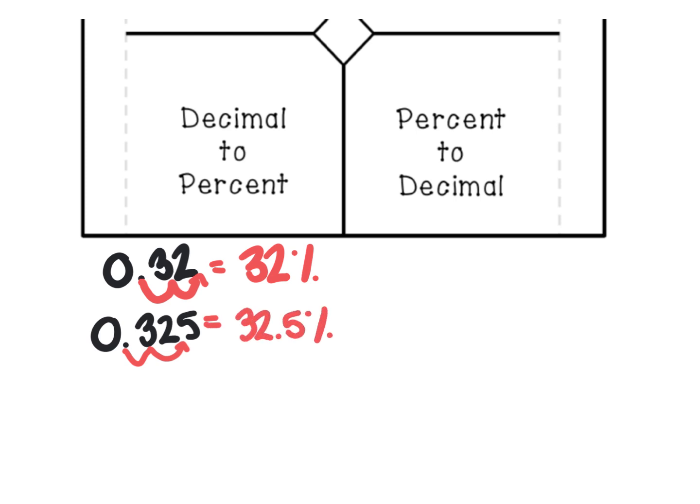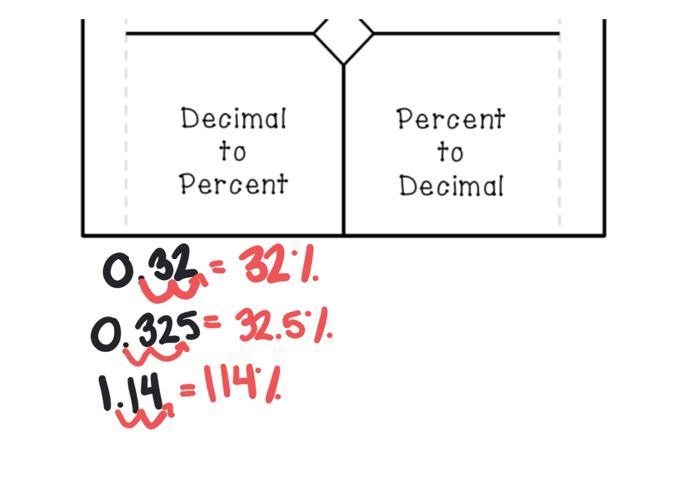Nice job. Now, I had somebody first period ask an excellent question. They said, well, what if it's not 0 point something? What if the decimal we have is like 1 point something, 1.14? You still move the decimal, so what percent would that be? 114%, which makes sense. If it's more than one whole, it's more than 100%.